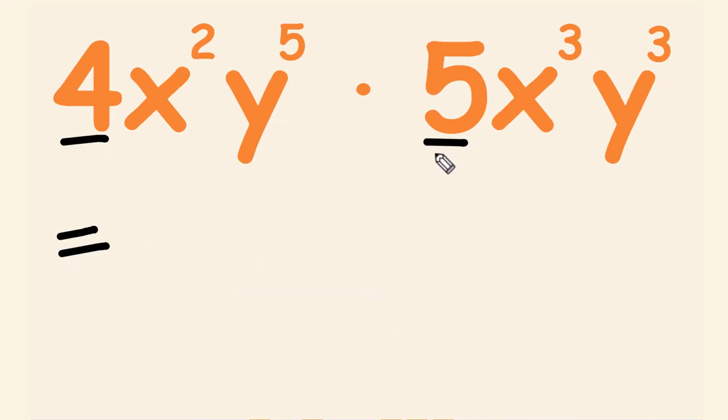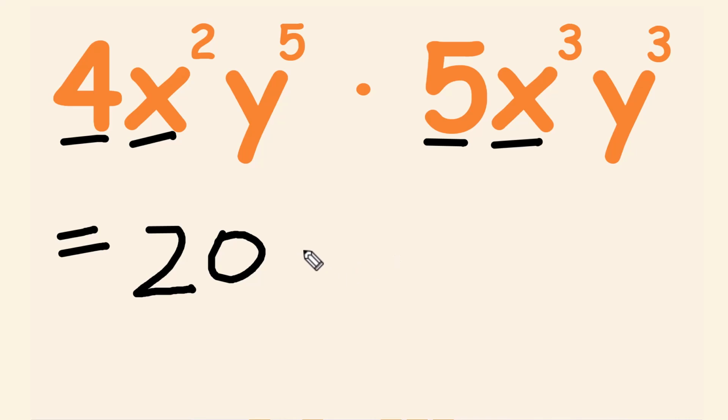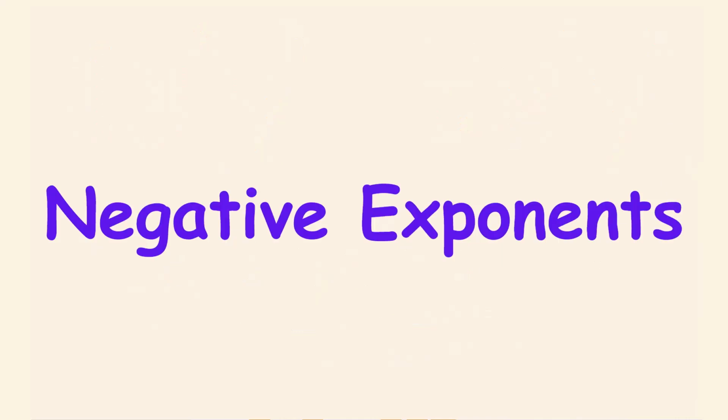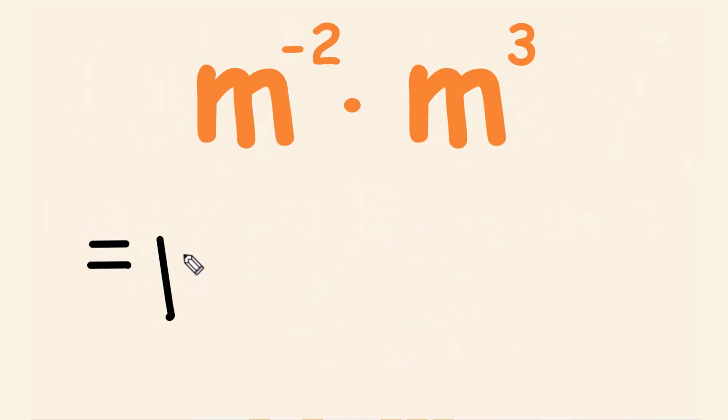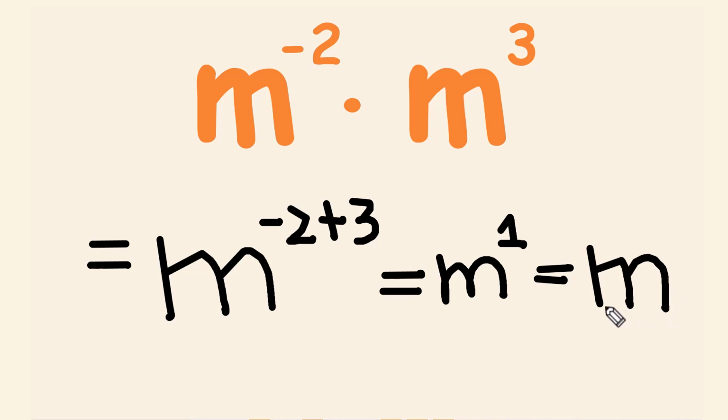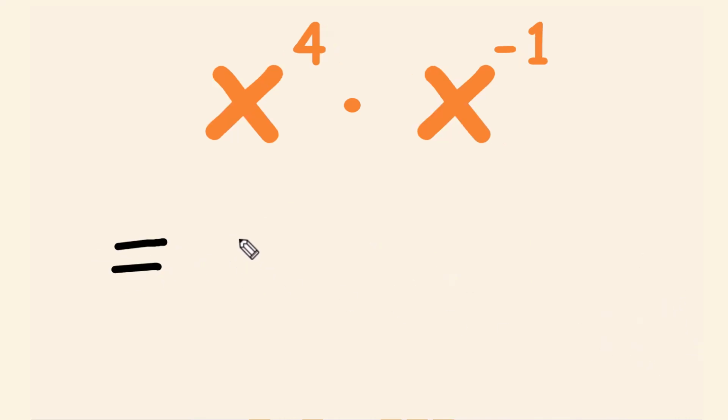Similar problem, let's multiply 4 times 5, 20. Let's add the exponents of x, x to the 5th power, and y to the 8th power. Final answer. Negative exponents. Let's keep the base m and let's add negative 2 plus 3. So negative 2 plus 3 will leave us with 1 and this is the same as m. Another example, and we can quickly find the answer, which will be x to the 3rd power.